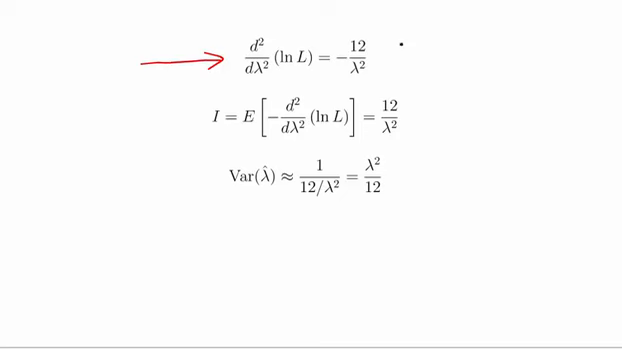The Fisher information is the expected value of minus that. Again, the expected value is not a huge part of this. At a practical level, just minus whatever you got there. So we get 12 over lambda squared, and the variance is approximated by 1 over the Fisher information, which is lambda squared over 12. Okay, that's it there. There's another part to this question, but I'll leave it there because this is very long now.